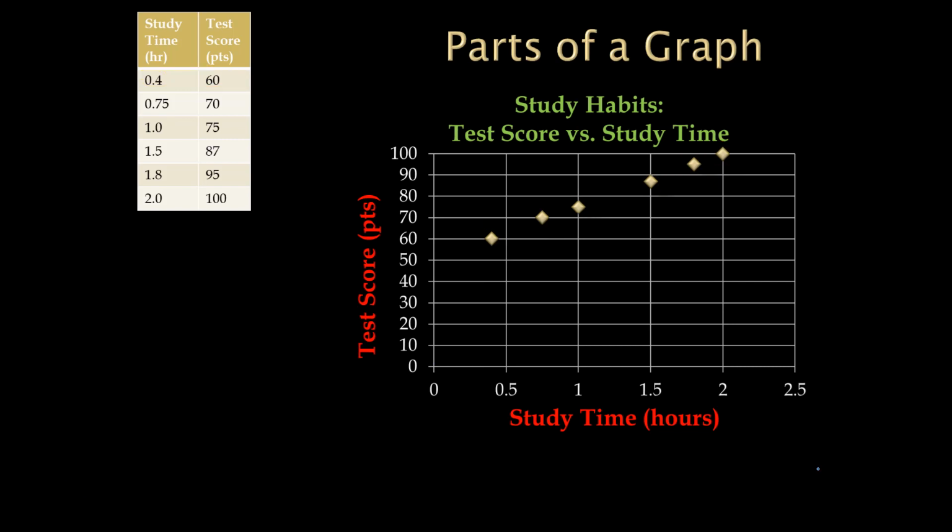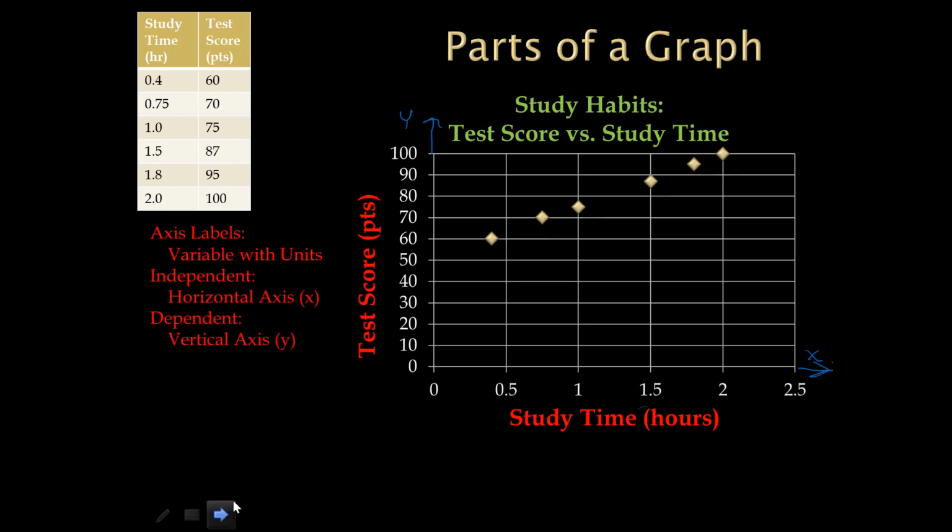So let's go ahead and start constructing this scatter plot graph. In math, we usually refer to this horizontal axis as the x-axis and the vertical as the y-axis. But in physics, we're going to tend to use horizontal and vertical because sometimes the values x and y have certain meanings, so as to not cause any confusion there. So the first thing we want to do is label our axes. It needs to have the variable with the unit.